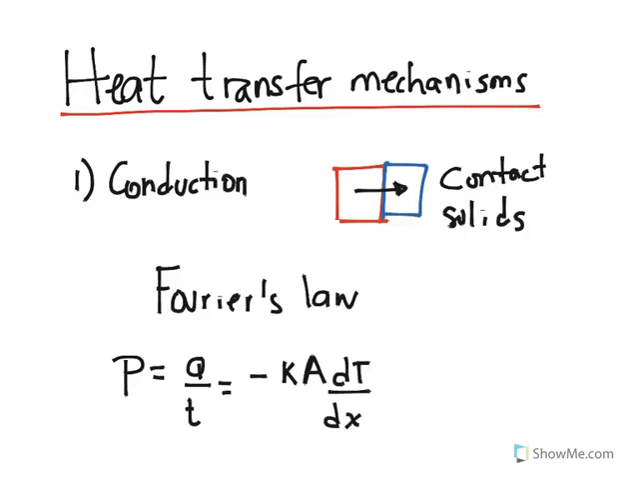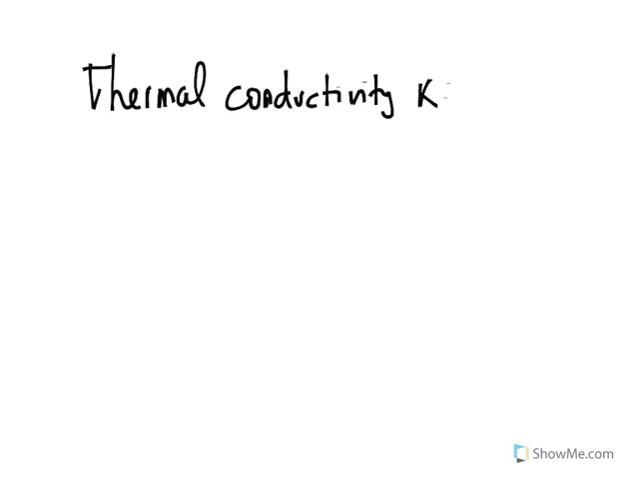Once again, the parameters that apply here are a transverse area, a gradient of temperature, a thickness, and a parameter which is dependent on the object we are talking about, which is the thermal conductivity. The thermal conductivity, once again, is a property of a given material.